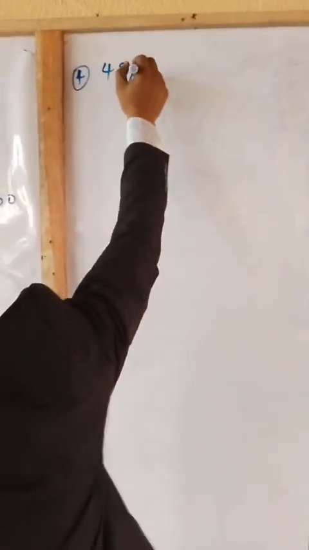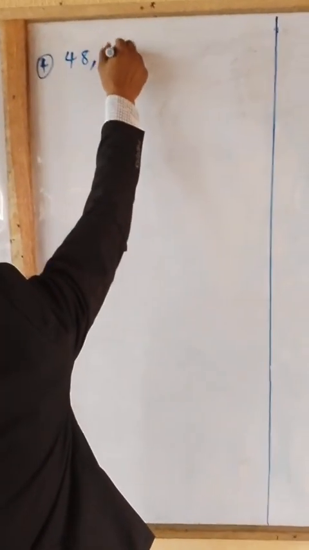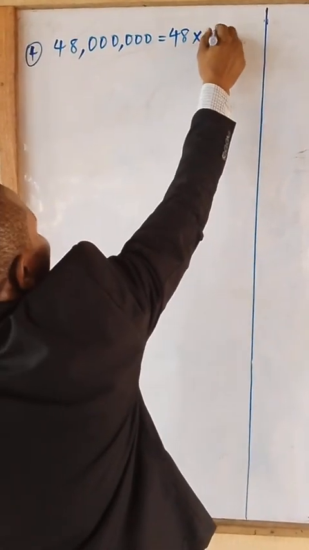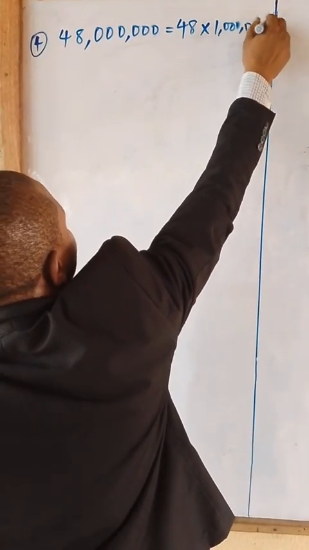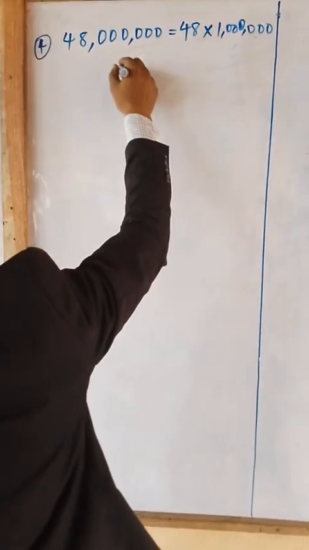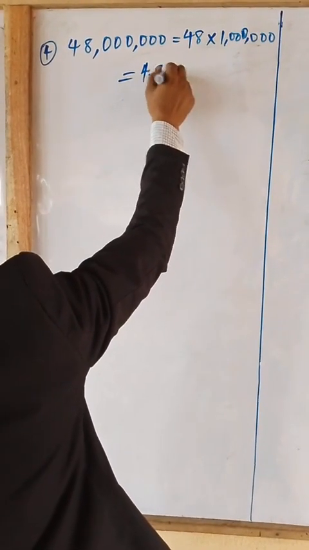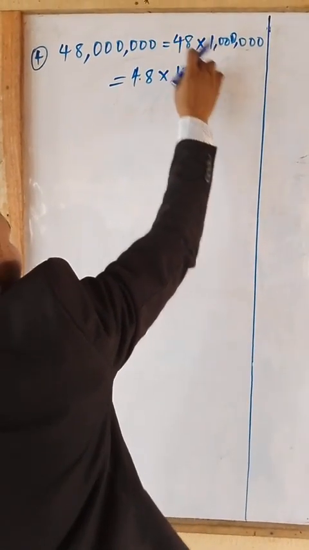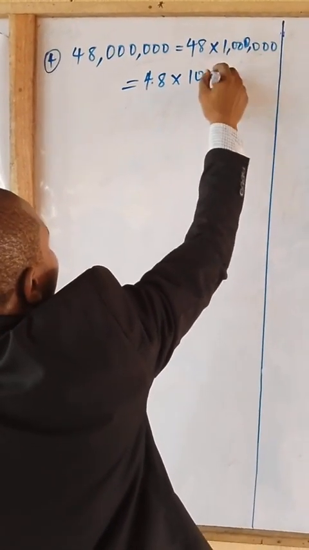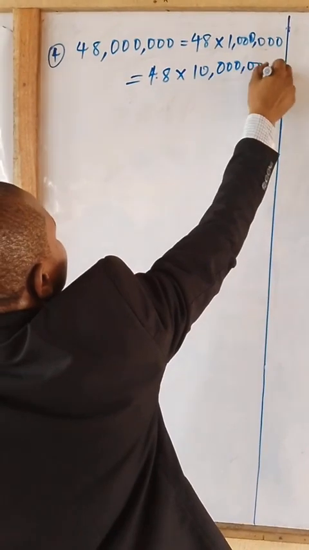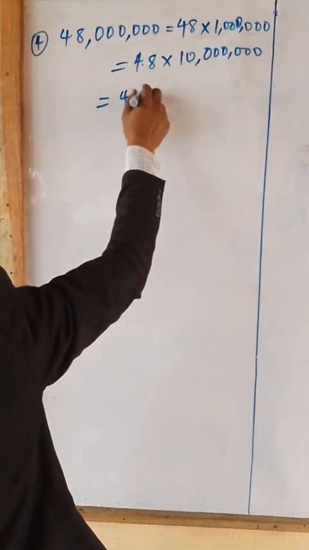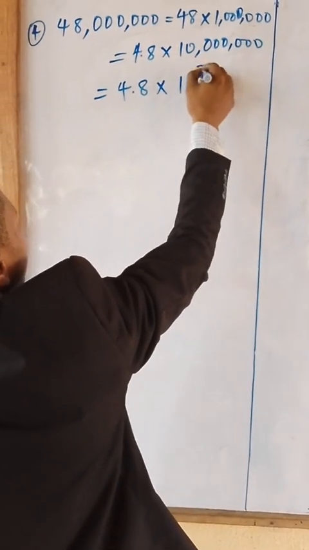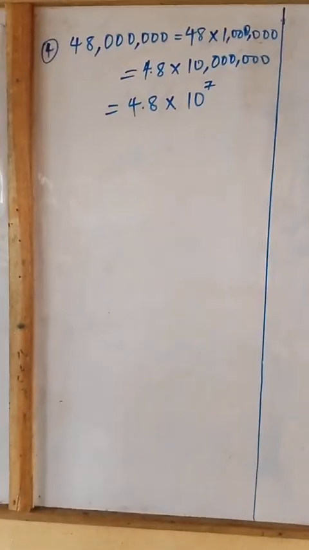Then question 4. We have 48 million. So we are going to have 48 times 1 million. Then we are going to have 4.8 times 10 million. The moment we put the point here, we are going to add a 10 to what we have here. So therefore, our answer will be 4.8 times 10 raised to power, we have 7 zeros here, 10 raised to power 7.